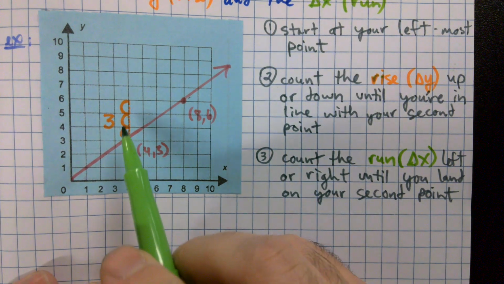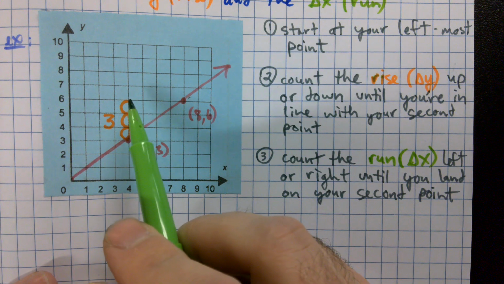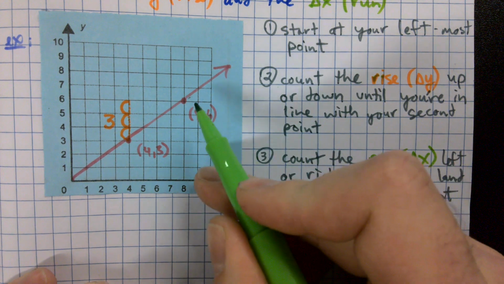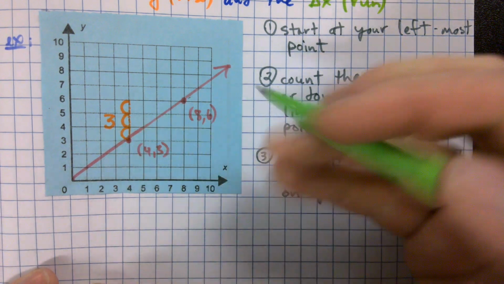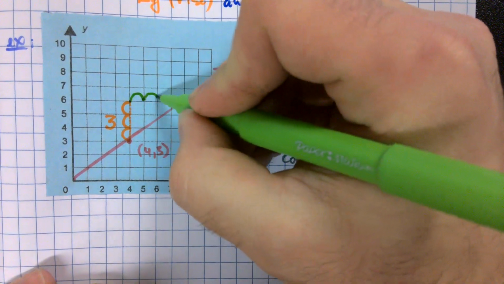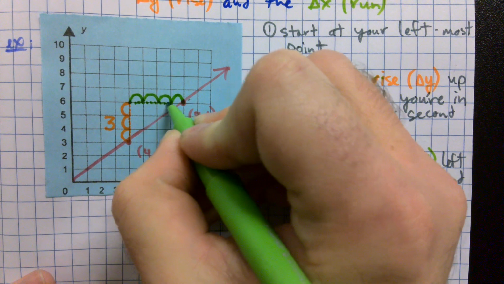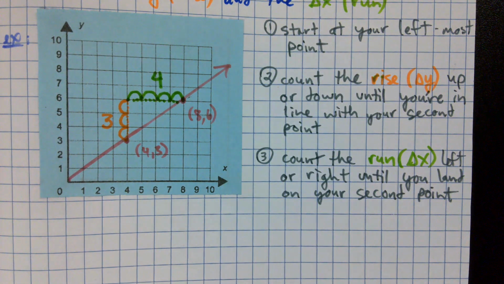So we went 3 spaces up, that's our rise. From this point, we're now going to go a certain amount of spaces over. Now, if we want to land on this second point, do we have to go left or right? We have to go to the right. 1, 2, 3, 4 spaces. And that's going to be our run.